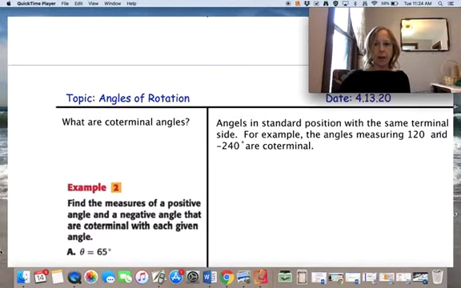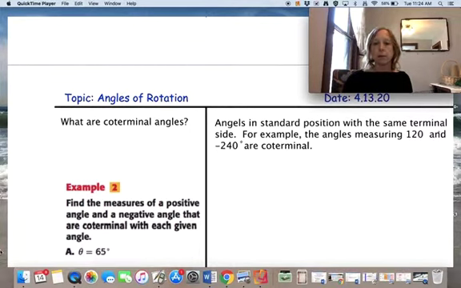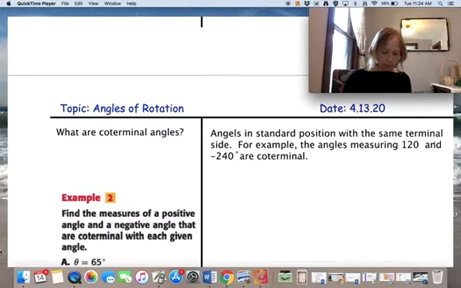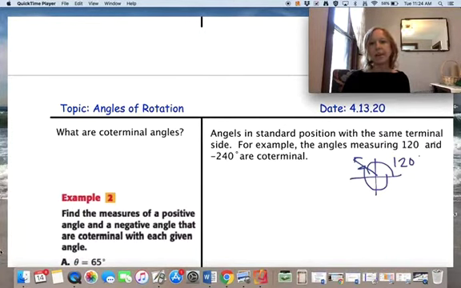So next thing we have are coterminal angles. Those are angles in standard position with the same terminal side. For example, the angles measuring 120 and negative 240 are coterminal angles. So let's kind of look at what that description means right there. 120 would be right around here, okay? And now negative 240 would bring me down, oops, right there. Notice they end at the same place. That's what makes them coterminal. When they have that same terminal side, they end at the same place.